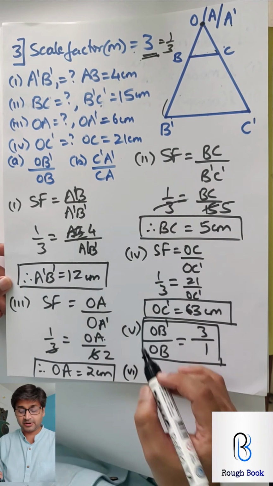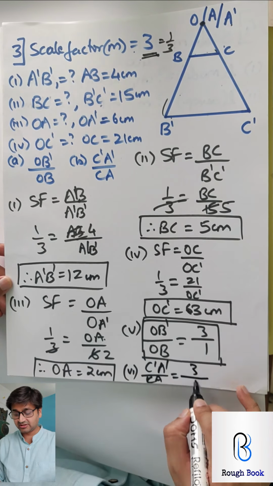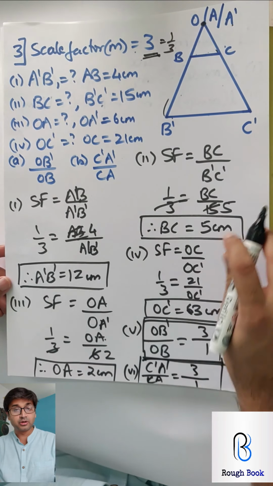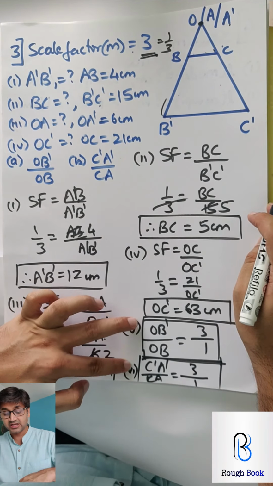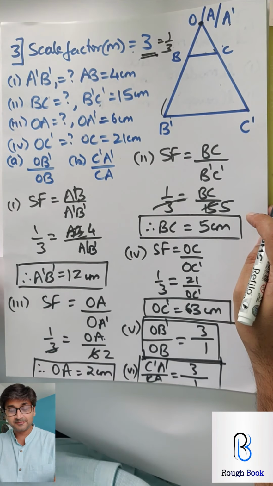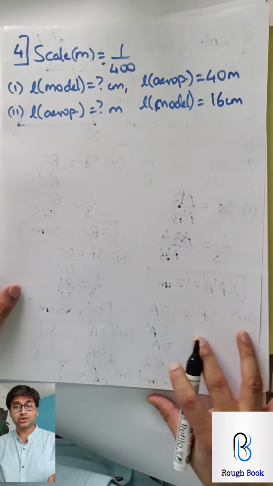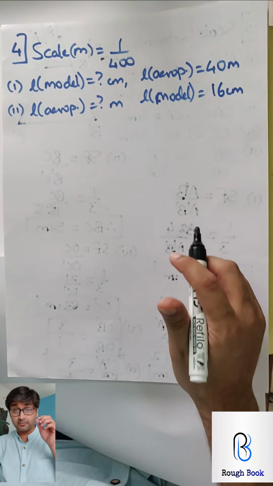Likewise on your own, sixth part, C dash A dash upon CA. So C dash A dash is 3, this is 1. So 3 by 1 again. You don't need to find the values for these 2 parts. You can do them directly, because you know that the scale factor is 3. Getting it now? Super. Let's take one more sum. I am 100% sure from 4th onwards you will get a better hand on this.